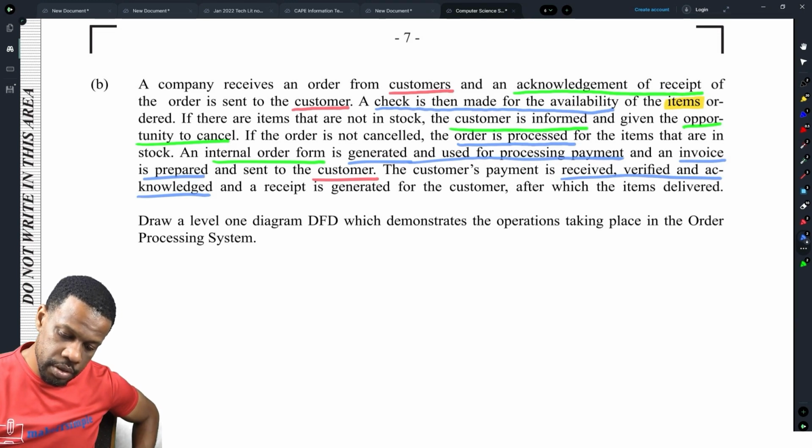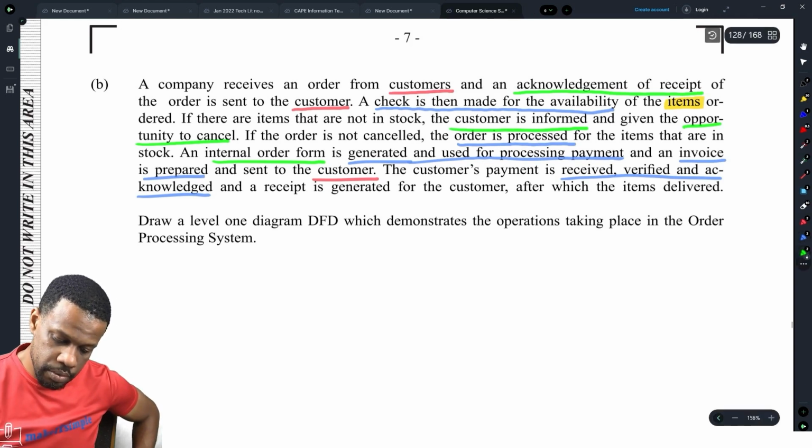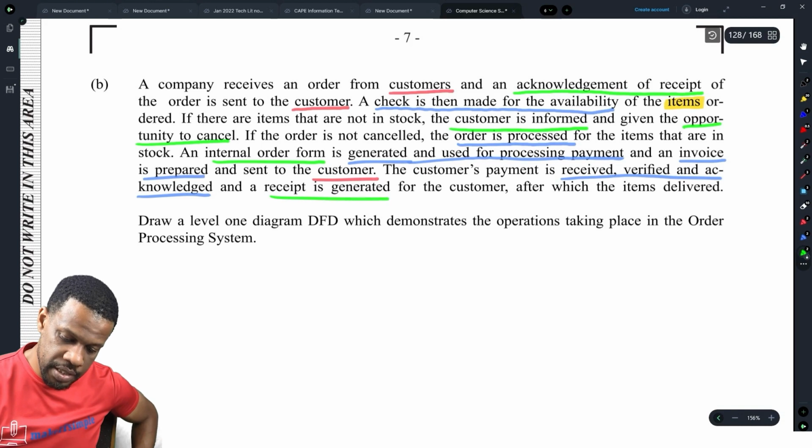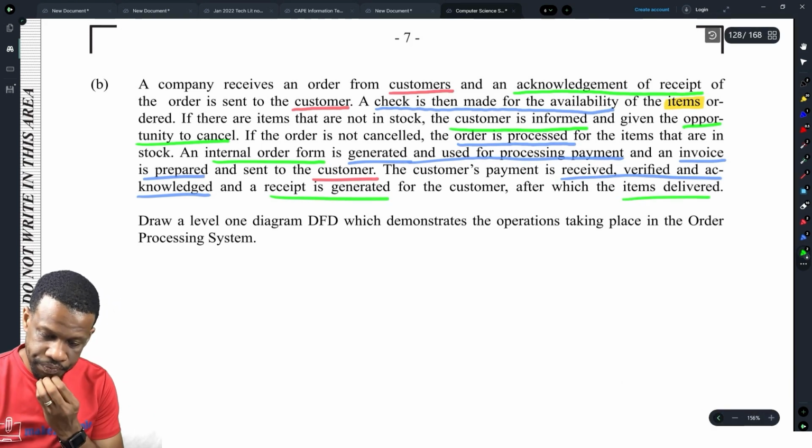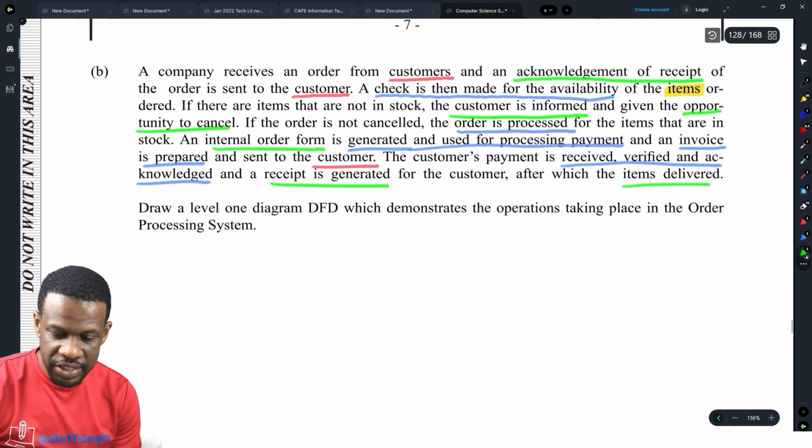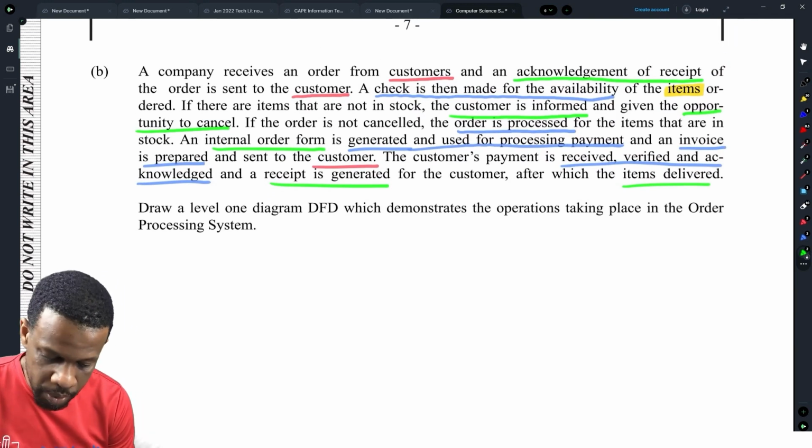Receipt is generated for the customer. That's sent to the customer, and the items are delivered. All right. Some parts of it seem a little sketchy, so let's see what will happen when we try to draw it out.